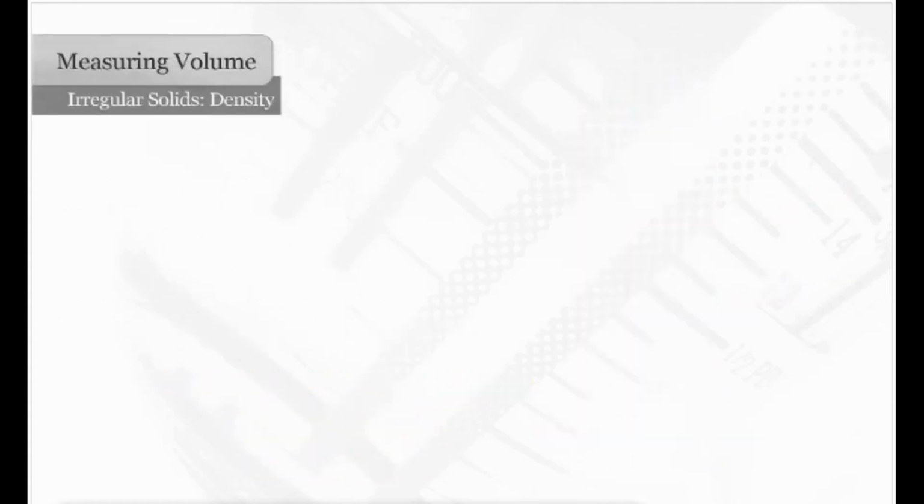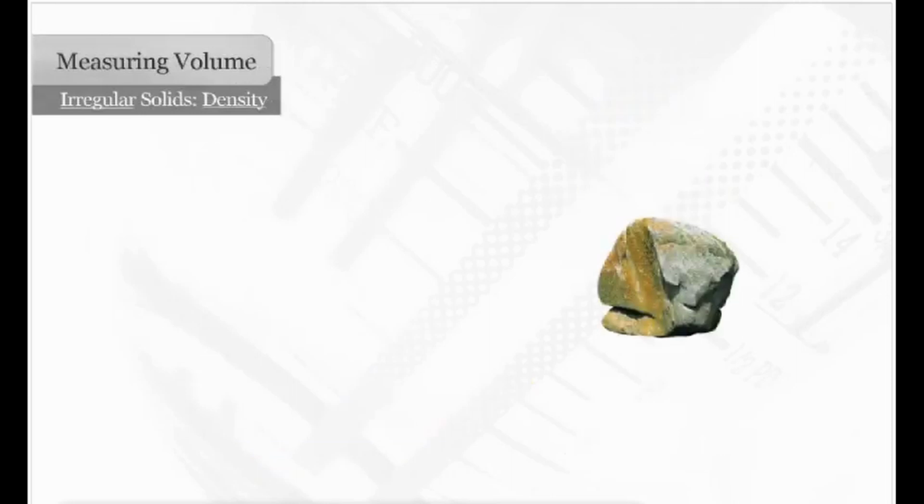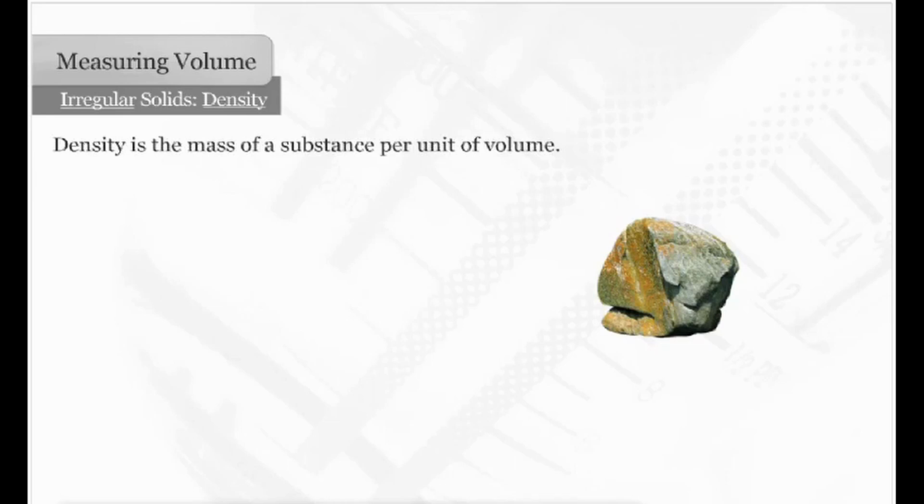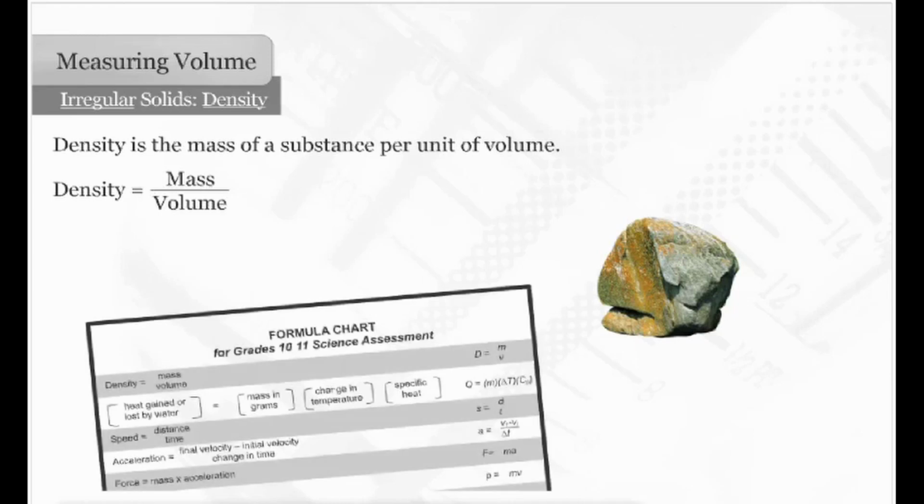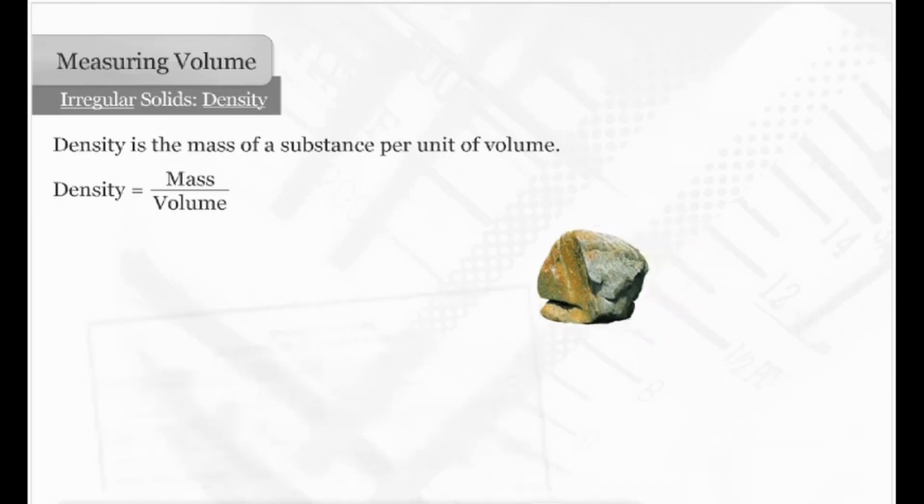Typically, the reason to measure the volume of an irregular solid is to determine the density of the solid. Density is the mass of a substance per unit of volume. The formula for density is mass divided by volume. You could also find this formula by looking at the formula chart.